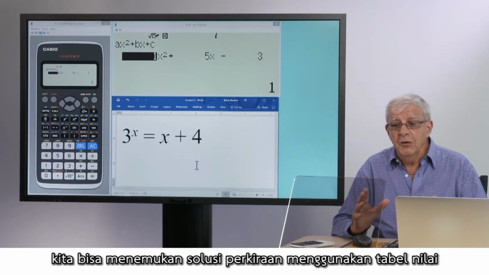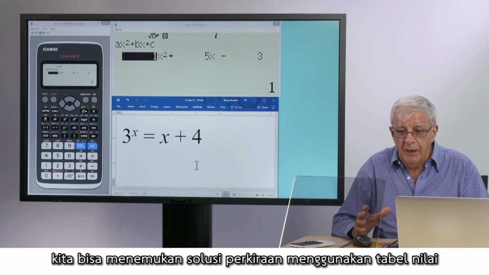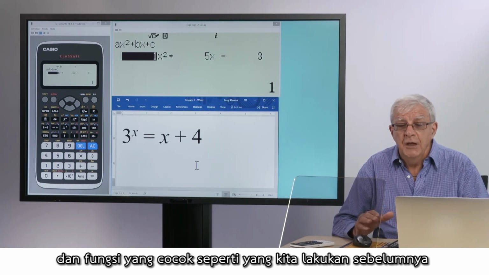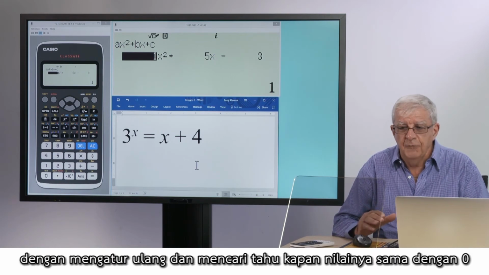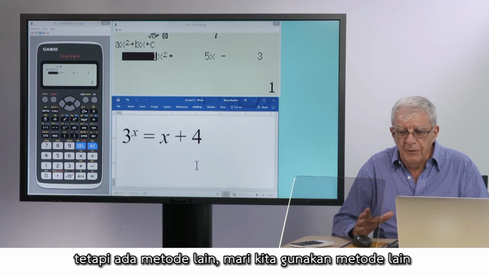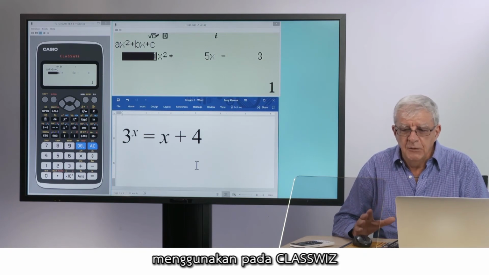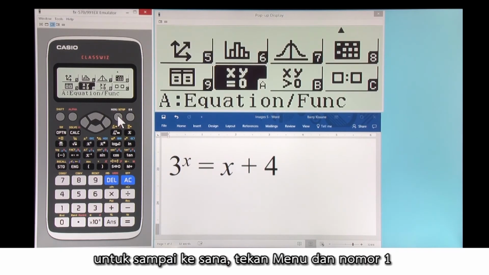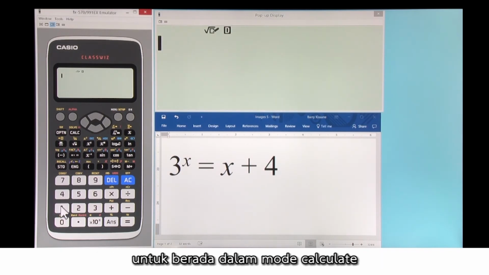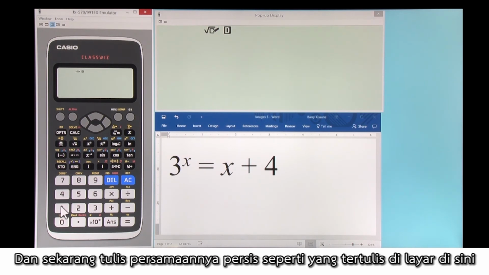We could find an approximate solution using a table of values and a suitable function, as we did earlier for the cubic equation, by rearranging it and finding out when the values were equal to 0. But there are other methods as well. So let's use another method using the solver on ClassWiz. To get to that, tap menu and number 1 to be in calculate mode. And now write the equation exactly as it's written on the screen here.